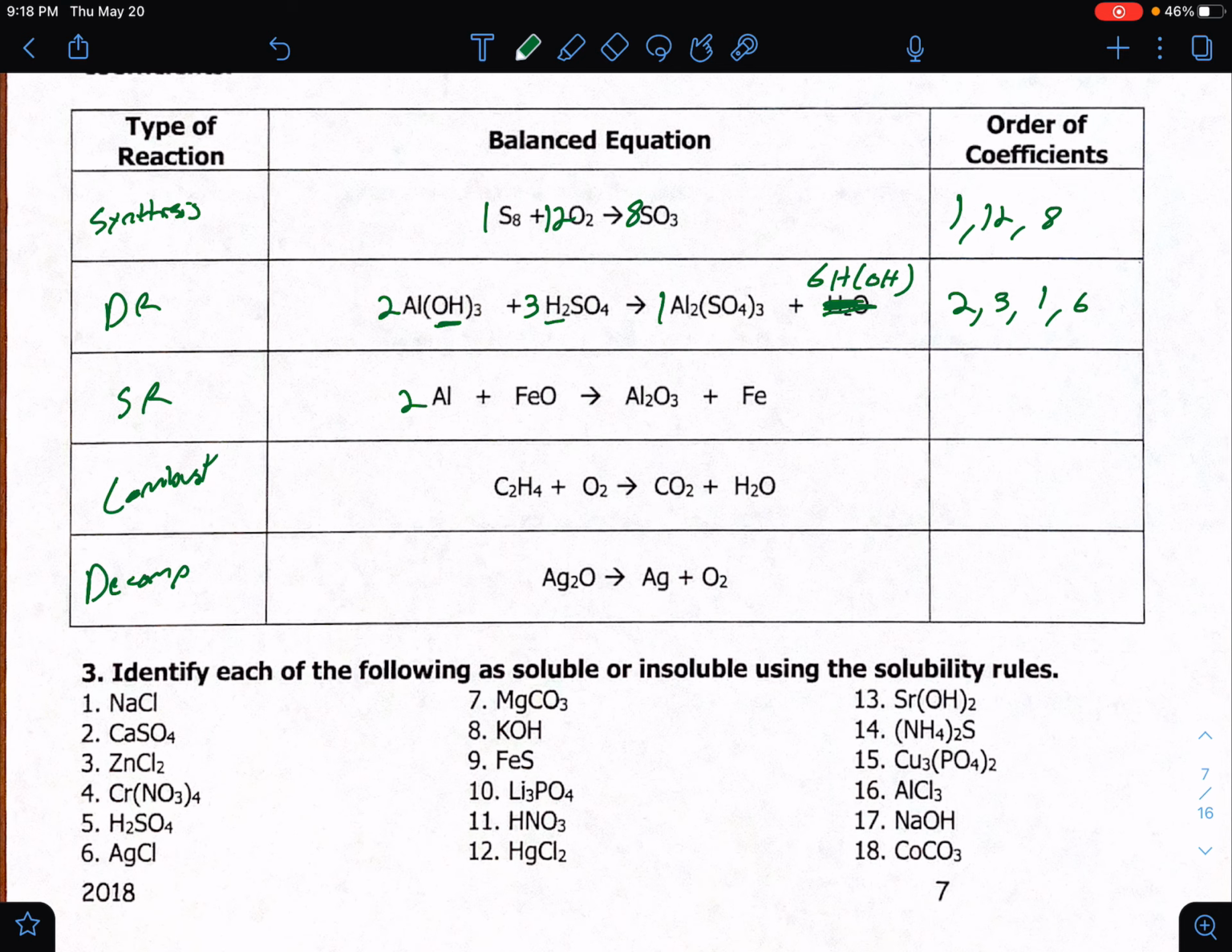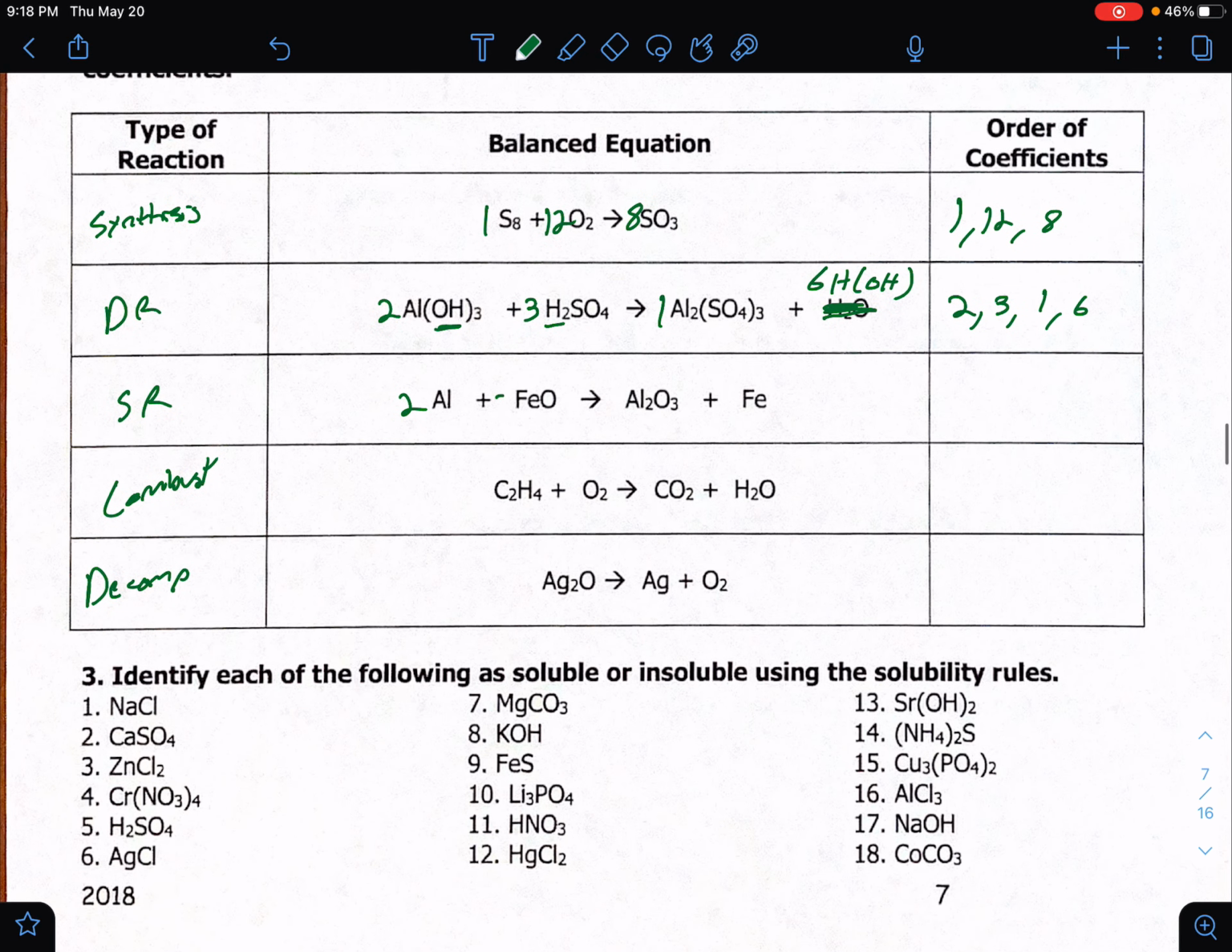Fe is good. Oxygens: I've got 1 on the left, 3 on the right, so I'm going to put a 3 in front of this. So that fixes my oxygens. But now I've got to fix my iron, so I'm going to put a 3 in front of this. So this would be 2, 3, 1, 3.